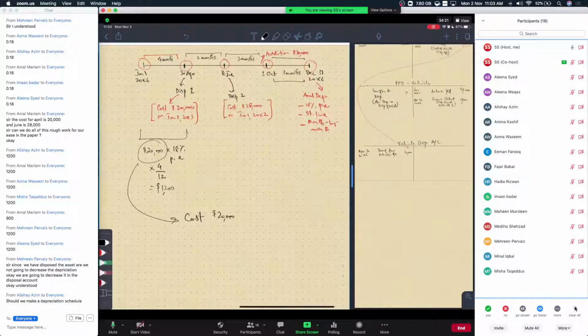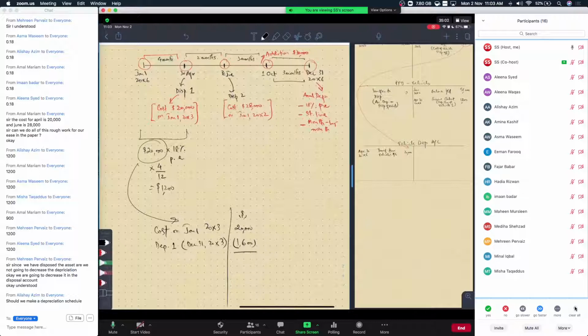So first depreciation must have been charged on, this was bought on 1st of January. So cost on 1st of January 20x3, that was $20,000, right? So the first depreciation must be on 31st December 20x3, right? And that must be 18% per annum, which will come out to be $1,600 if I'm correct. Please verify this value.